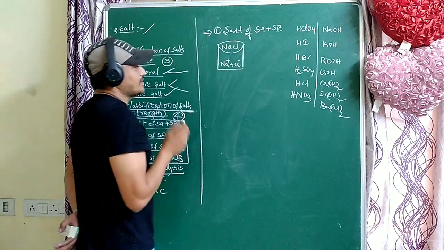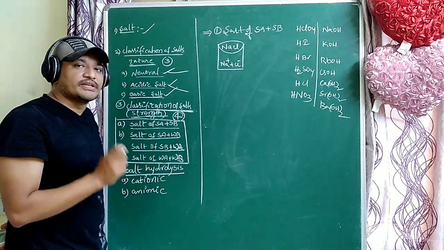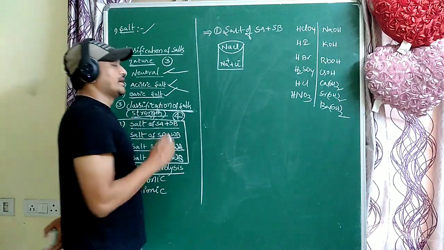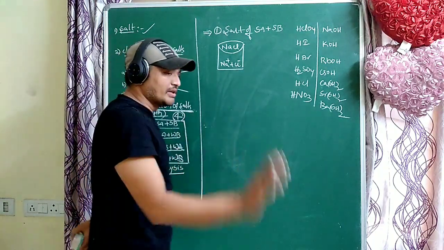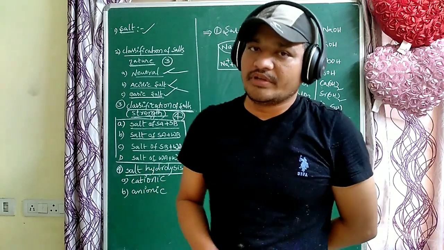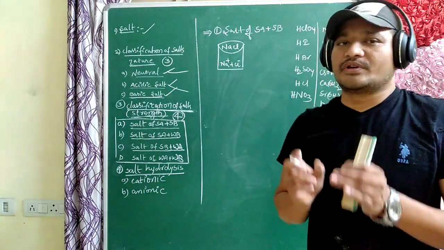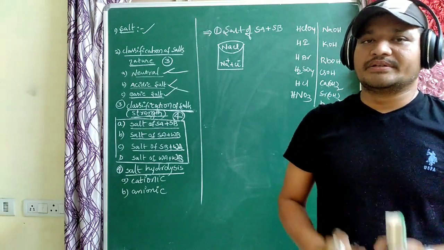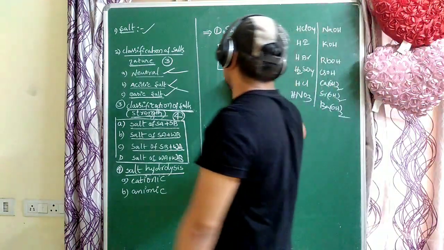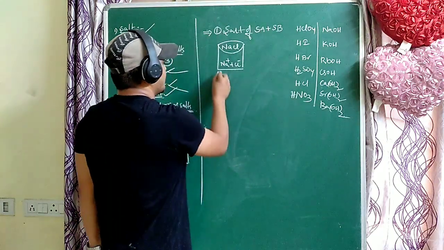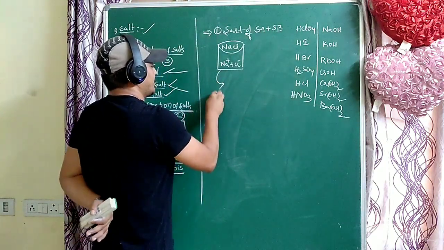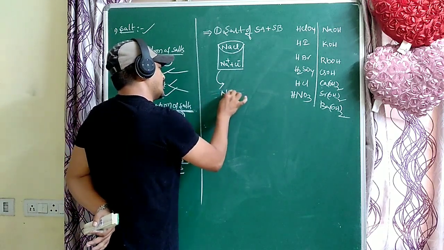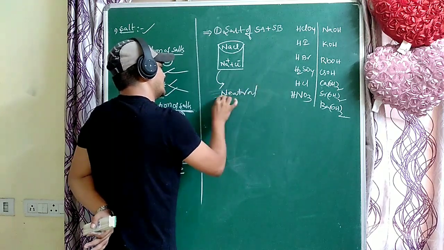The ions that came from strong acid and strong base are very weak conjugate acid and base ions, so those ions do not react with water. That means the salt does not hydrolyze. So this type of salt does not hydrolyze, and the nature of the solution is neutral.